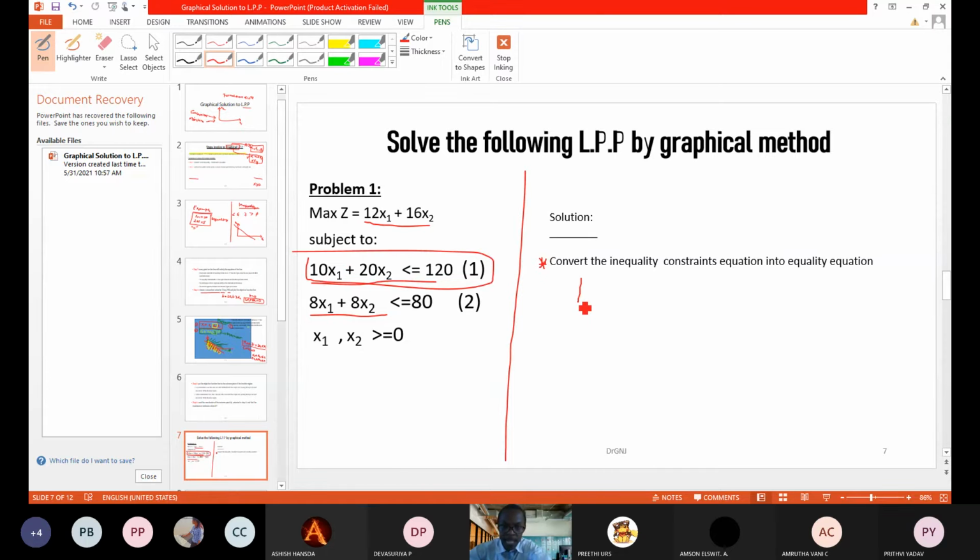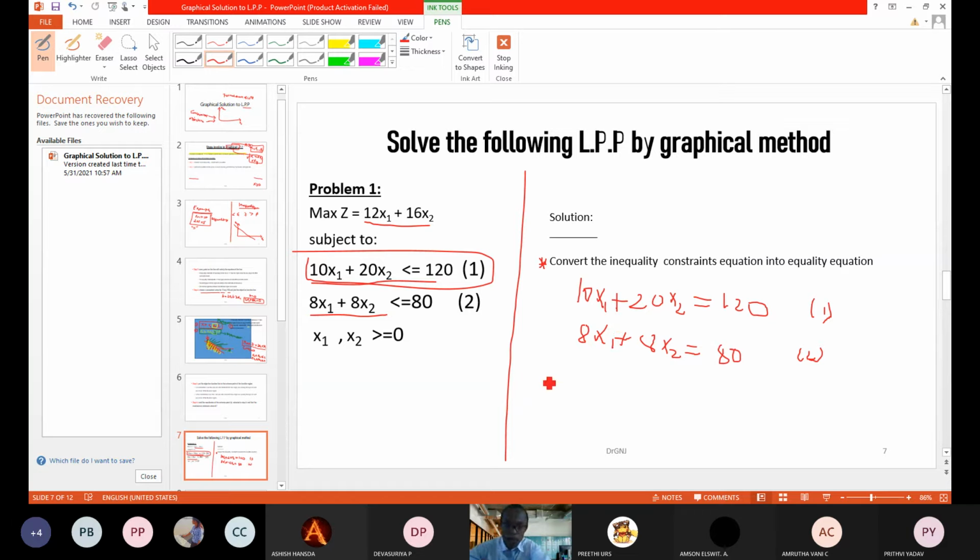How do we do it? We take x1 plus 20x2, which is equal to 120. Number two, 8x1 plus 8x2, which is equal to 80. Keep in mind, this is equation 1, this is equation 2. This is step number 1. We convert them into equality.